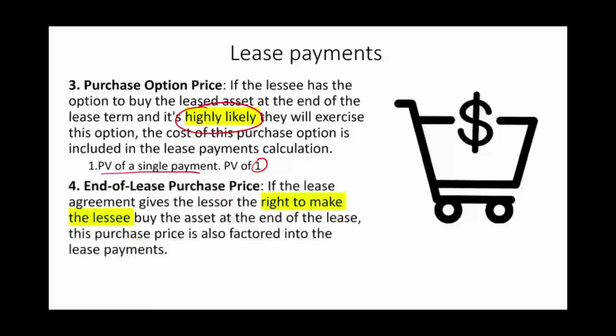Also, if we have an end of lease purchase price, if the lease agreement gives the lessor the right to make the lessee buy the asset at the end of the lease, then this purchase price is also factored into the lease payment. Again, this is the present value of a single payment. Simply put, if you have the option and you are likely to exercise it, you would include it. If the lessor has the option to kind of force you based on the lease to buy it, we're going to say there's a good chance they're going to make you buy it, therefore factor that payment as well.